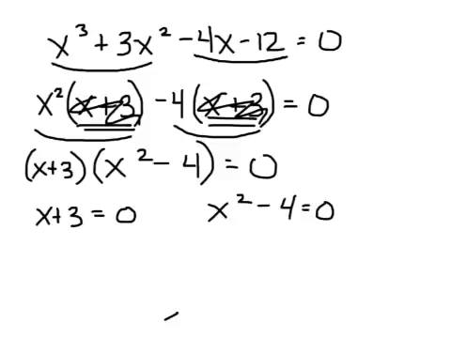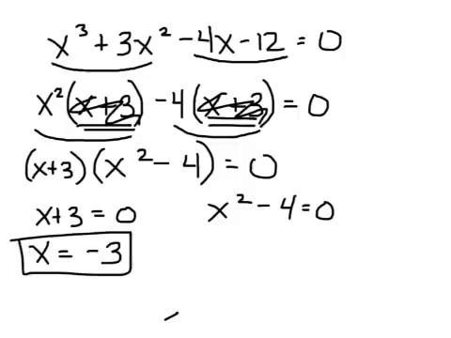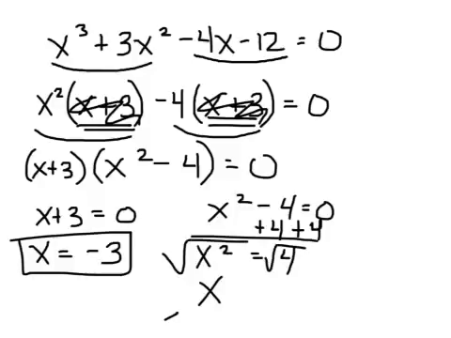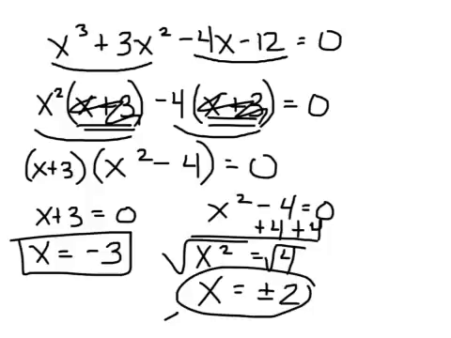And I'm going to solve for x. So subtract 3. Add 4 to both sides. And then square root it. And the square root of 4 is plus or minus 2. There again, I got 2 answers for the plus or minus 2, and negative 3 is 1 answer. That makes 3 answers total, which was the highest exponent.